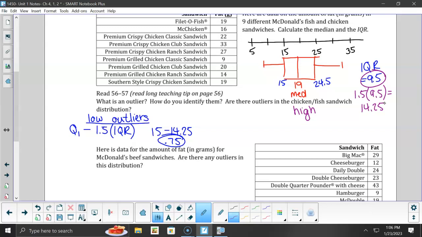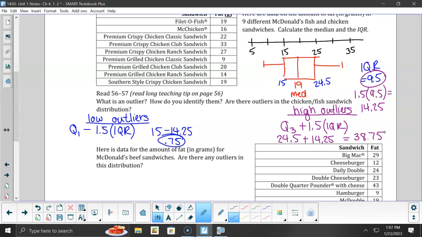So high outliers are going to be Q3 plus 1.5 times your IQR. We said Q3 was at 24.5, and I need to add that 14.25 to it. What's that give me? Like 38.75? So with that initial set of data, did I have anything that's bigger than that?